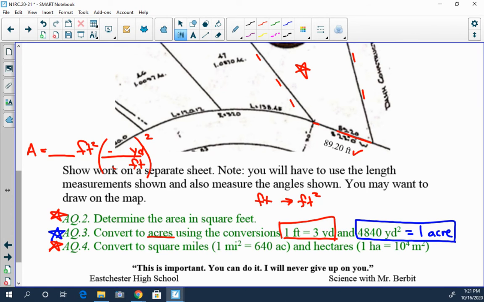And then finally, another bonus step: convert to square miles. Here, 1 square mile is 640 acres. And also convert into hectares, which are basically like lots of acres. So you could figure that one out right there. And yeah, go ahead. It should be a reasonable, busy problem, but not terribly challenging. Got to be sharp with your measurements, though. So be painstaking.